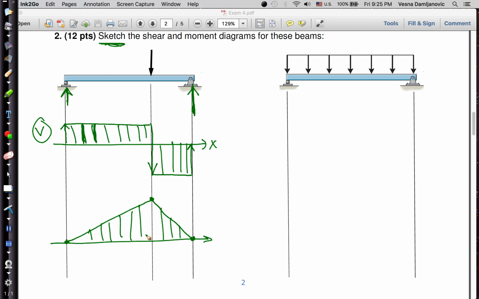And everybody should be able to do this in their sleep, because these are key things. Like these basic beams that you saw in the chapter, you need to know how to do each one without thinking. So I shouldn't even have to explain this, okay?